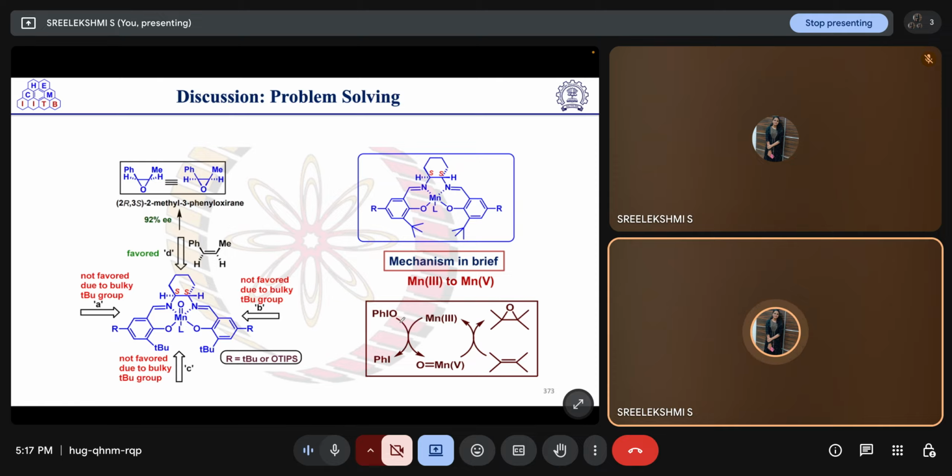So the mechanism is like this. Mn is the active catalyst species, so that will convert this alkene into this epoxide, and then the phenyl iodo compound that we are using is converted into phenyl iodide. So the oxygen is coming from this compound to the manganese to form this active catalyst species.